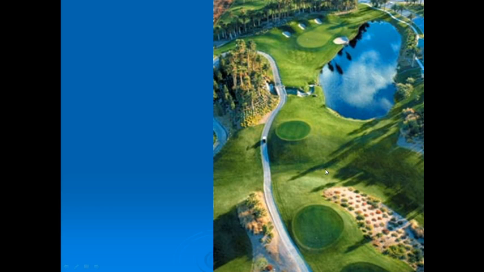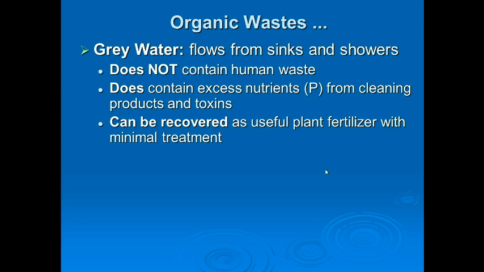Golf course is a good example. So here's something to think about. In your house, you have two types of water produced. You have gray water, which flows from sinks and showers. It does not contain human waste. It does not contain excess phosphorus from cleaning products or toxins, and can be recovered as useful plant fertilizer with minimal treatment.